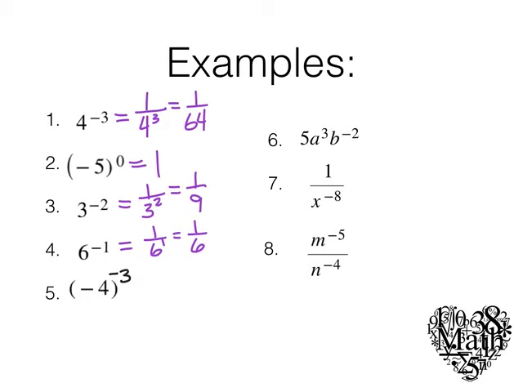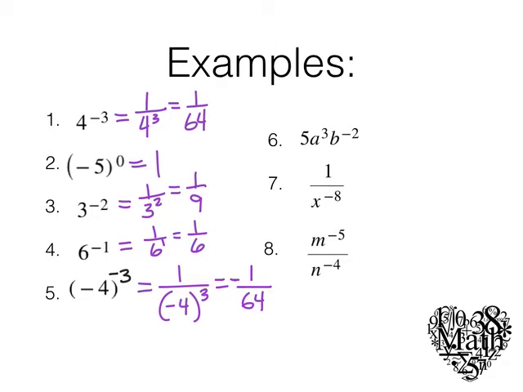Now, there's a negative base, which is a different circumstance from up here. Then my answer will be negative when I have an odd power, but that has nothing to do with the negative exponent. So this is the same thing as saying 1 over negative 4, the quantity raised to the positive third power, which is 1 over negative 64, which we're going to write as negative 1/64.